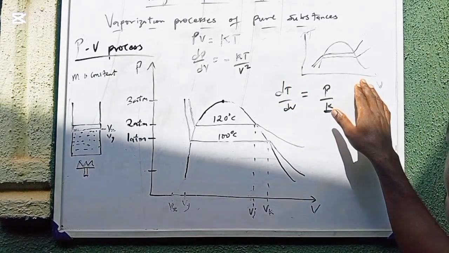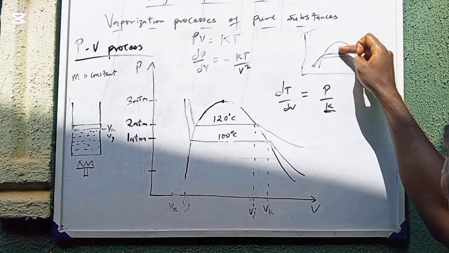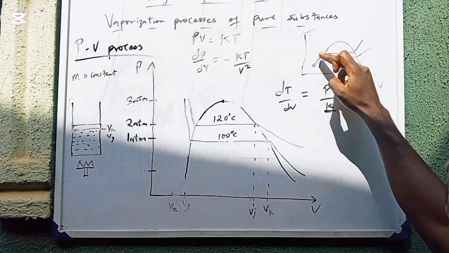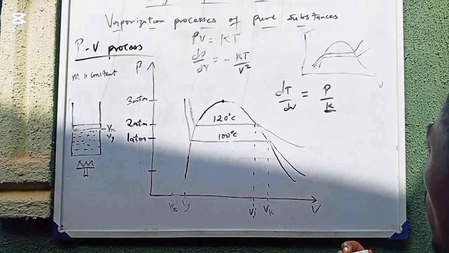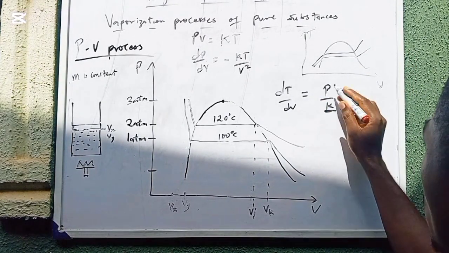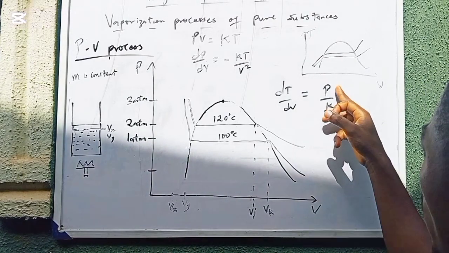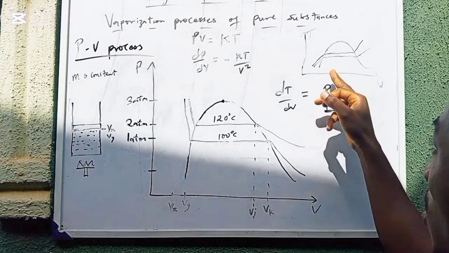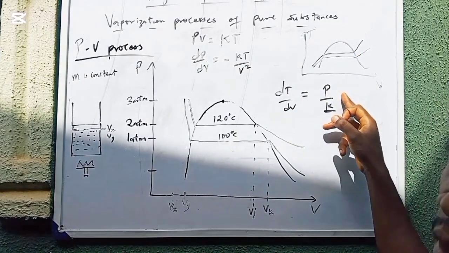This is a sketch of the PV graph. And remember that this one would have a higher pressure compared to this, and pressure is constant throughout. So what this means is that the slope is constant. That's both P and K, because K is a constant. Now we are making pressure constant throughout the process, so P is also a constant. So the dT/dV is constant.